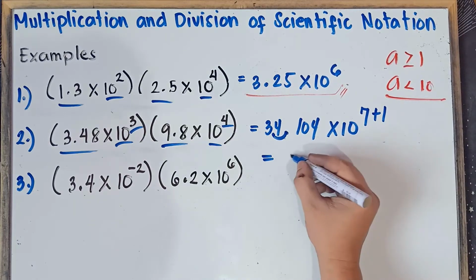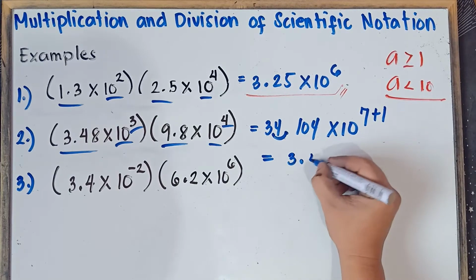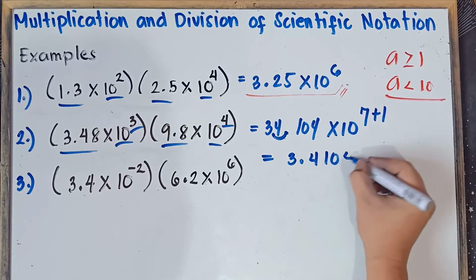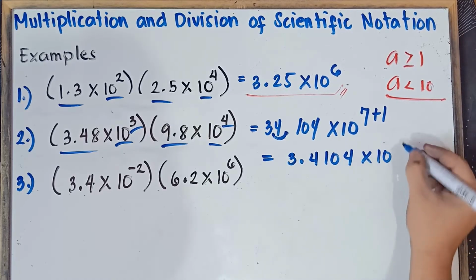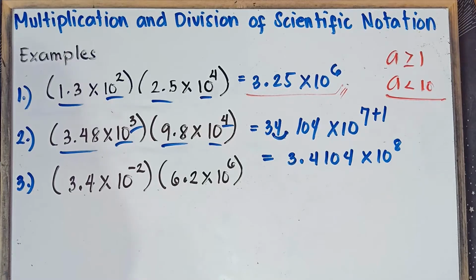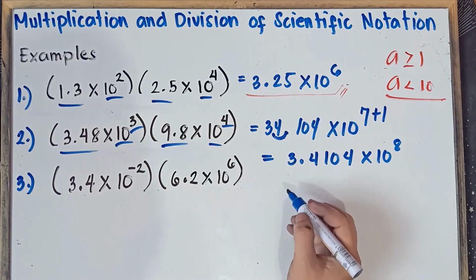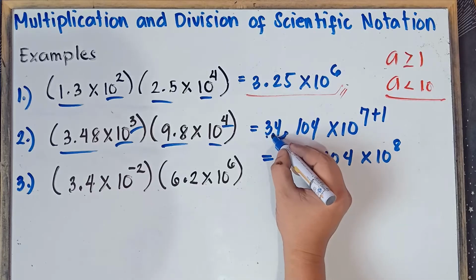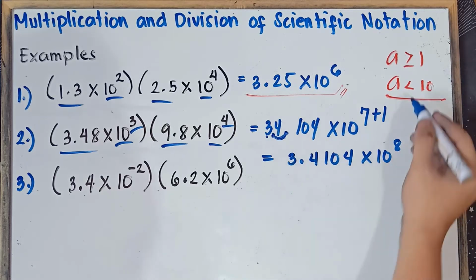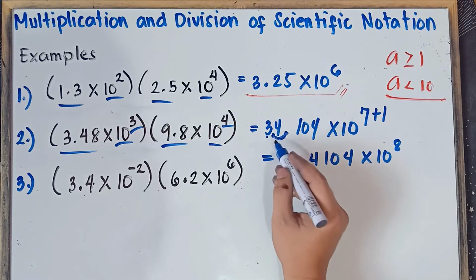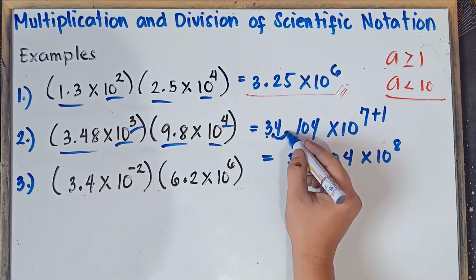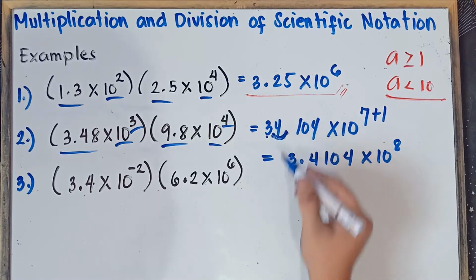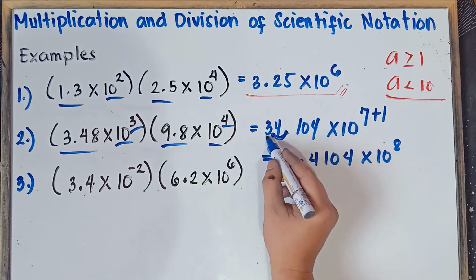So, therefore, this will be 3.4104 times 10 raised to the power of 8. Once again, class, I hope it's clear for you. We need to move the decimal point right to left once so that A is less than 10. Now, 34 is greater than 10. Therefore, we need to move the decimal point right to left once, and the decimal point will be in the middle of 3 and 4.